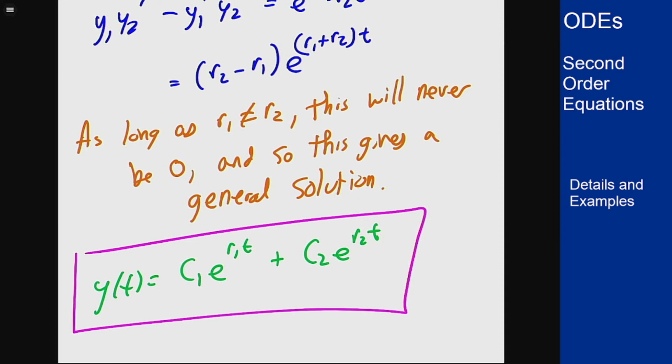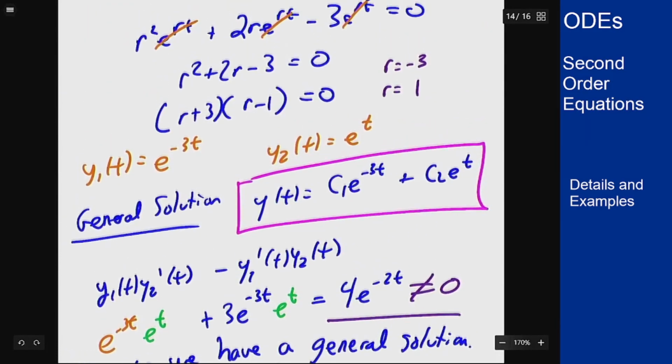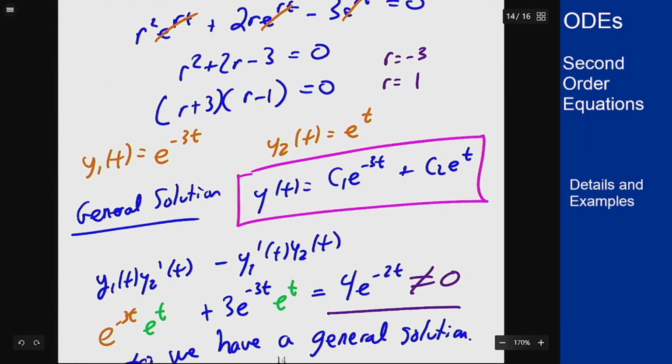So for this case, this is the way you set up and handle the situation when you have two distinct real roots to this characteristic equation here. Here we have minus 3 and 1, and that is a general solution. It will always work when those roots are real and distinct for the second order constant coefficient homogeneous equation.